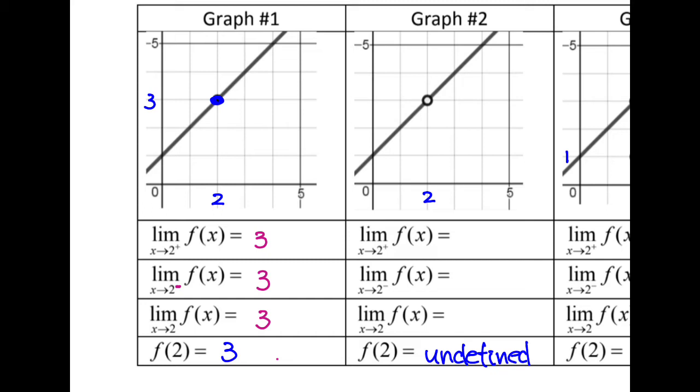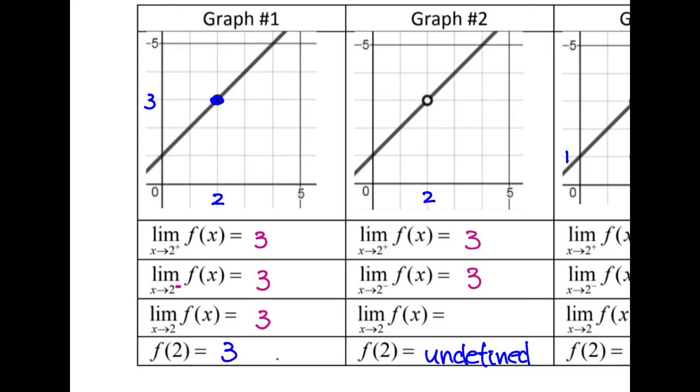Let's look at graph number 2. When x approaches 2 from the right, once again, we're going to be here, and your y value is getting closer and closer to 3 as your x is getting closer and closer to 2 from the right. So we write down 3. And the next one, when x approaches 2 from the left, once again, we're going to be here, and we are getting closer and closer to x equals 2 from the left, and your y value is getting closer and closer to 3. So we also write a 3.